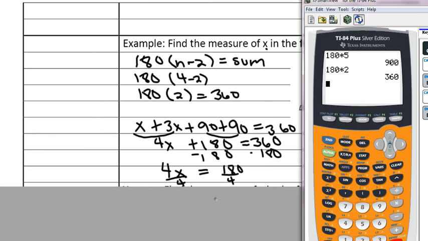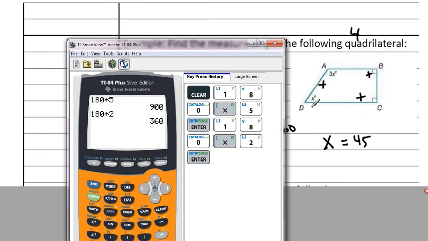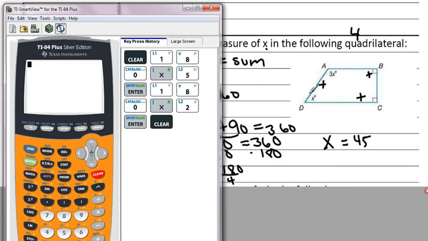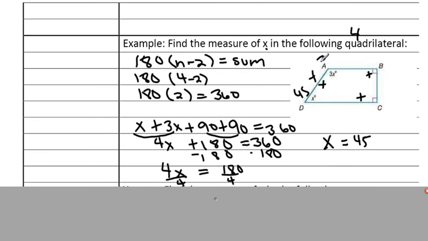And then of course we want to come back up to our original and check to make sure x was 45. So I'm doing 45 plus 3 times 45 plus 90 plus 90.